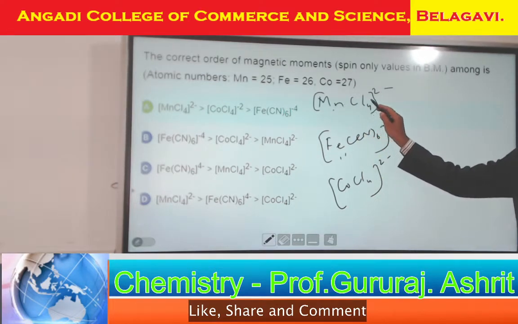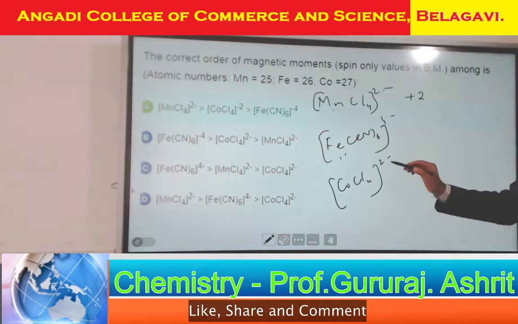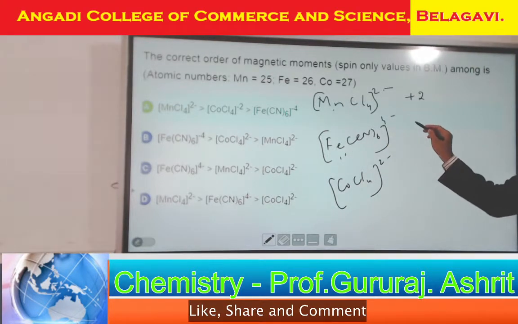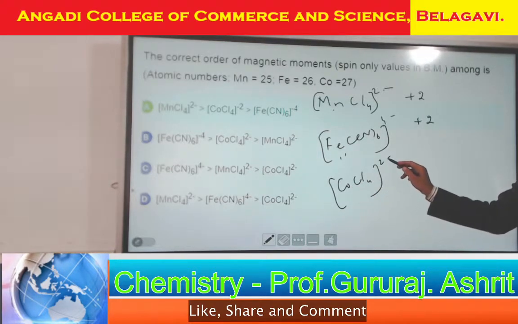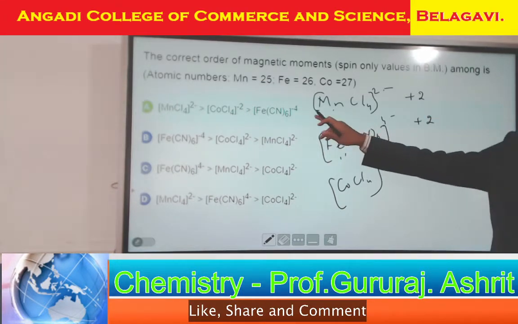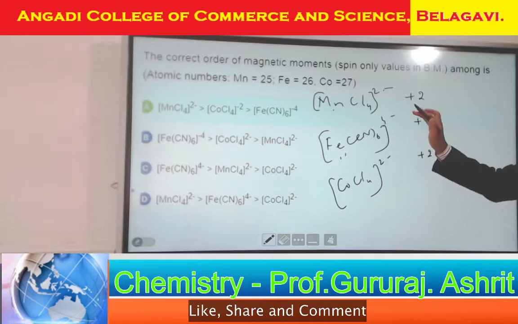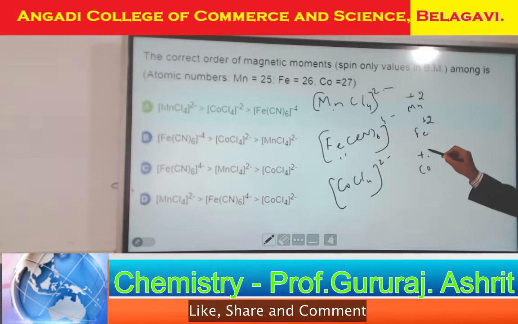X minus 4 is equal to minus 2, oxidation state is plus 2. X minus 6 is equal to minus 4, oxidation state is plus 2. X minus 4 is equal to minus 2, oxidation state is plus 2. All are having the same oxidation state. Now the work is not over. Mn is plus 2, Fe is plus 2 and Co is plus 2.